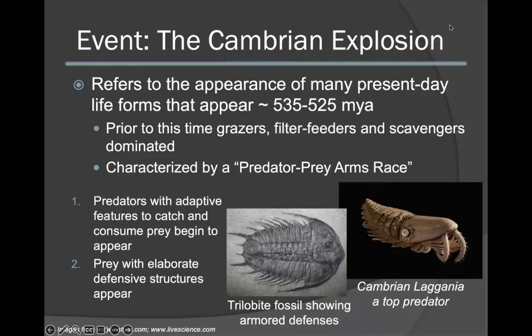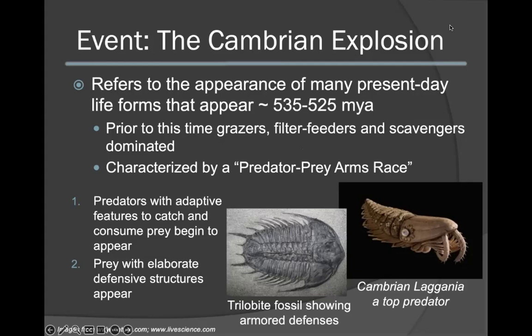Another important radiation event is called the Cambrian explosion. This refers to the appearance of many of our present-day life forms that occurred approximately 535 million years ago. Prior to this time period, grazers, filter feeders, and scavengers dominated the fossil record. The Cambrian explosion is characterized by what is termed the predator-prey arms race. We see the rapid evolution of predators with many adaptive features that were used to catch and consume prey begin to appear within the organisms in the fossil record.